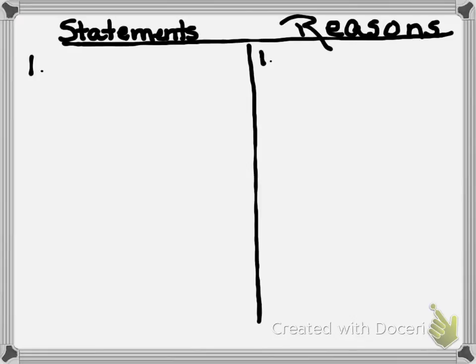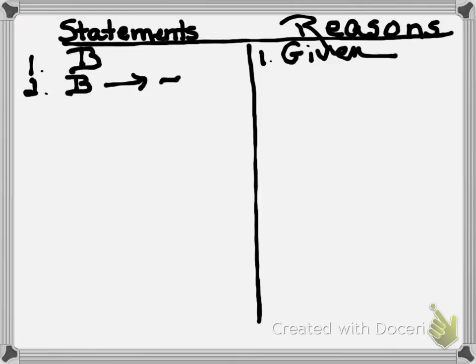So I'm going to take B, and I'm going to take B implies not D. So B implies not D and B. Now I'm going to put them in a different order up here because I usually put the single statement by itself. So I'm going to put in B first, which is given. And then I have B implies not D, which is given. Every statement and reason are numbered accordingly.